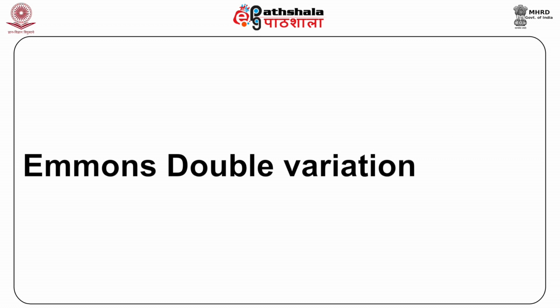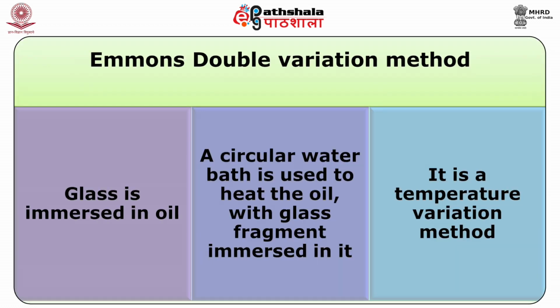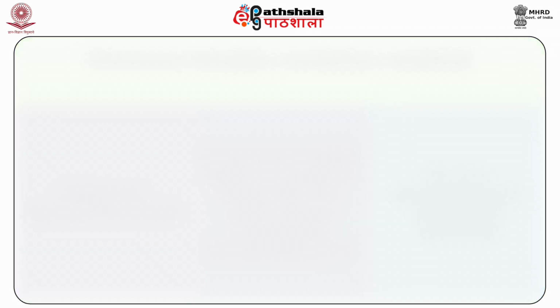Emmons double variation method. In this method, glass is immersed in oil. Here, a circular water bath is used to heat the oil with the glass fragment immersed in it. In a way, this is a temperature variation method.